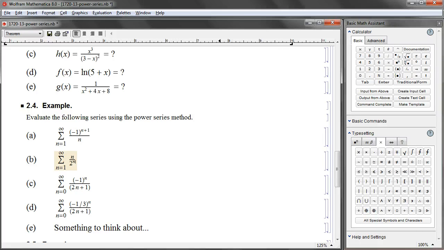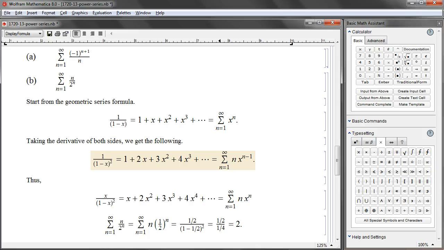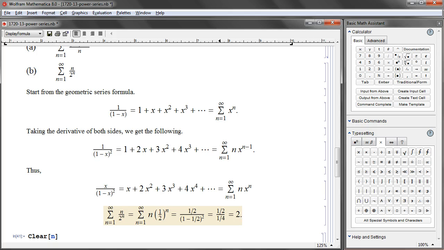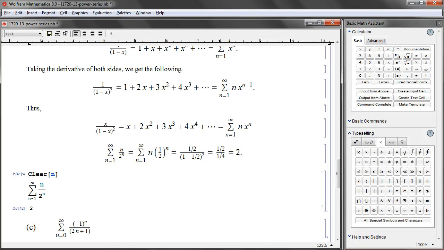So we need a little bit of algebraic manipulation, basically just multiplying by x. From here, multiply by x, generating n times x to the nth power. Now plugging in x equals 1/2, the answer turns out to be 2. You can check your answer by running a Mathematica command like this.